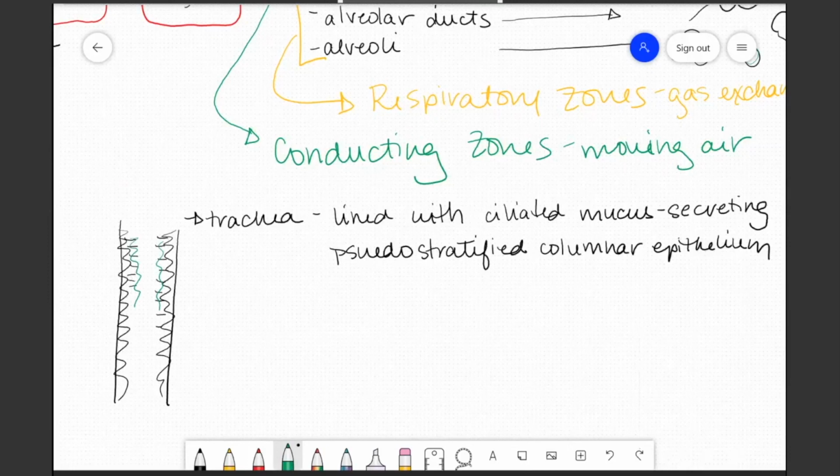So that way, if you breathe in anything that has funky something in it, the mucus will grab it in your trachea, and that cilia will move that little blob of mucus up and out. So that way you're not keeping anything in your lungs that your body does not need.